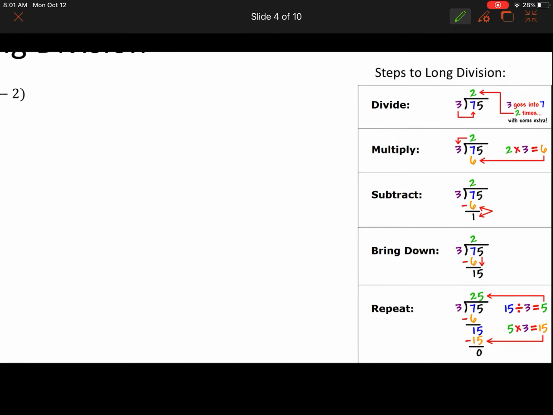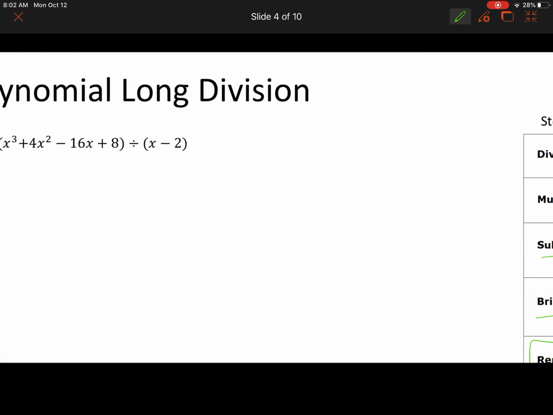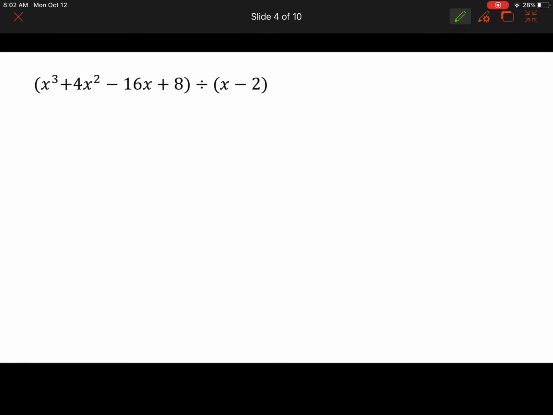So I will have right here the steps to long division. We divide, answer goes on top, and then we multiply. Step number 2 is we multiply. The 2 times the 3 gives us the 6, and then we subtract, and then we bring down the next number, and then you repeat. There is a lot of repeating. We're going to have very, very similar steps, but our polynomial long division is going to look like this.